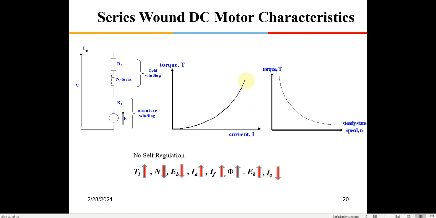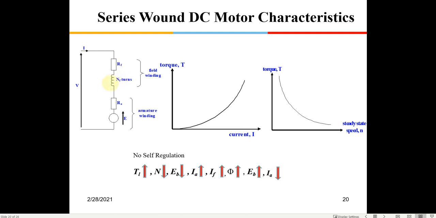That is why, if you see the torque versus speed graph, as the torque increases, the speed will decrease. This happens in a series wound motor. The torque is not linear here, because if you increase the current, two things happen: the field also increases along with the current.